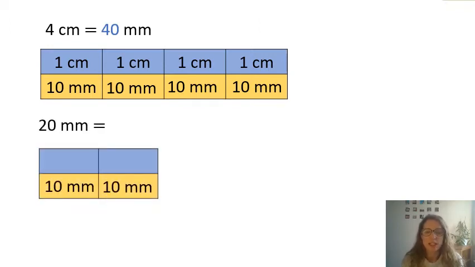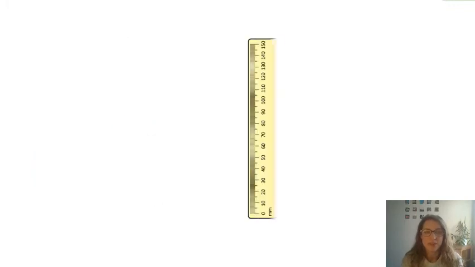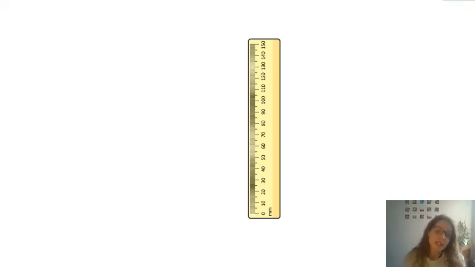What about 20 millimetres? What would that be in centimetres? Okay, so this time we're going from millimetres to centimetres, so we're dividing it by 10. Okay, so 1 centimetre in each of those equals 2 centimetres. Okay, so it's the same. They've just turned the ruler on the side, trying to trick you in a little way, okay? But it's exactly the same.